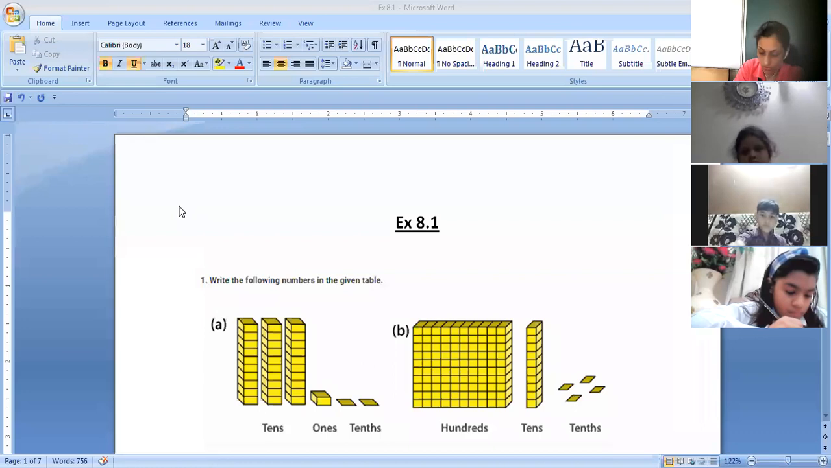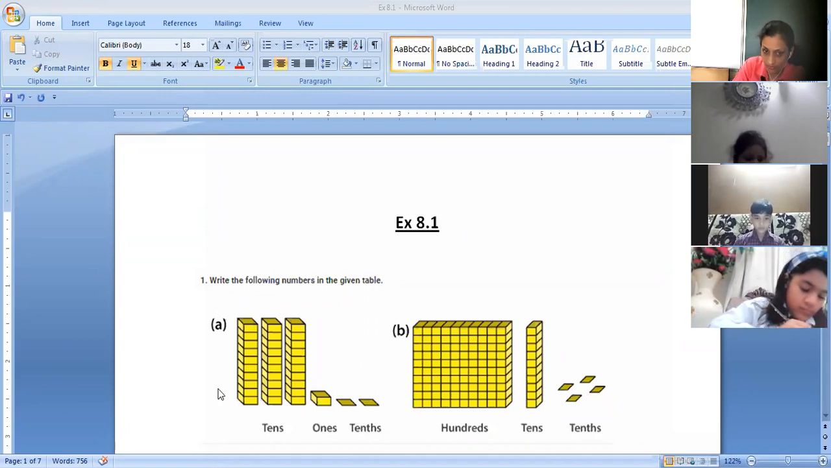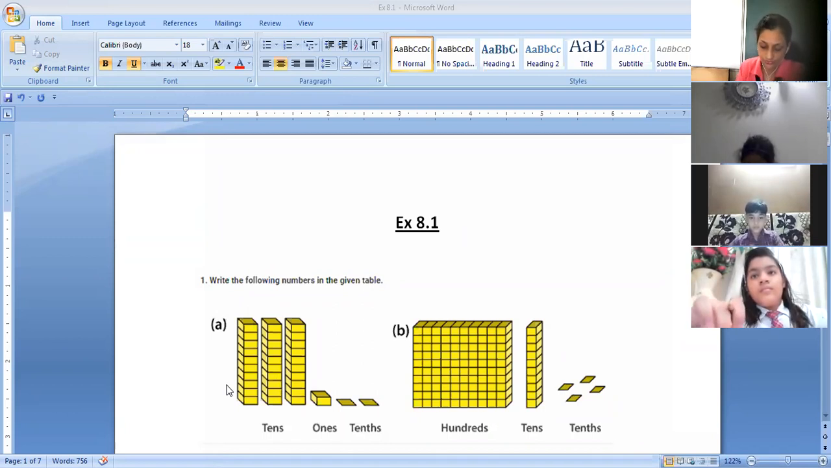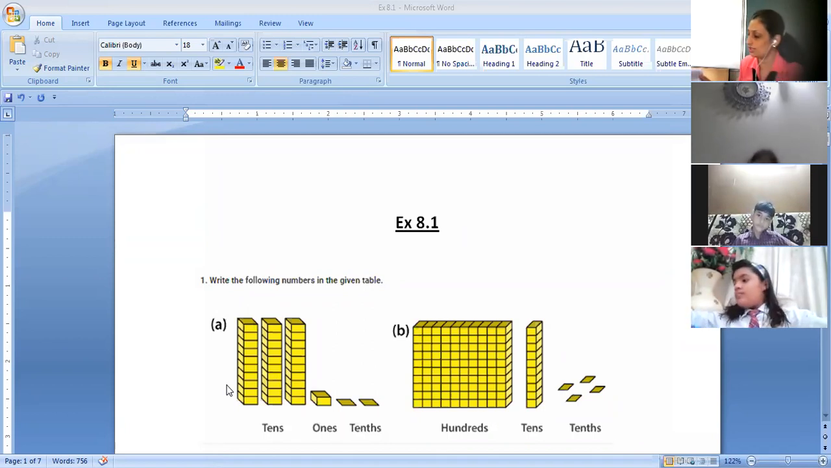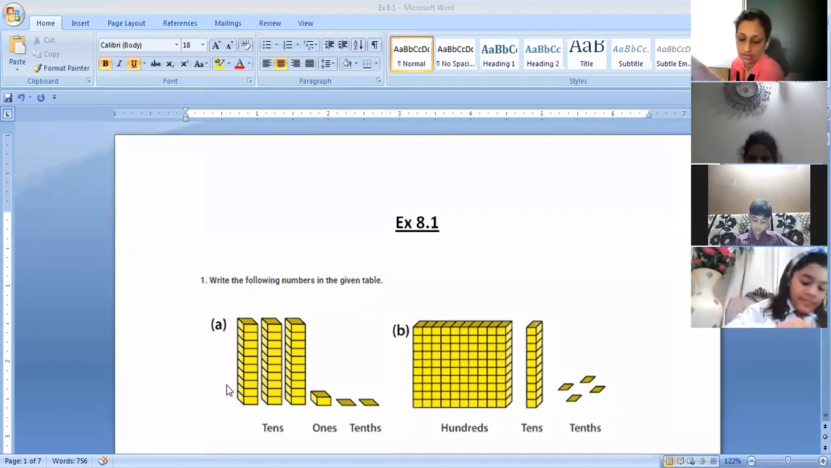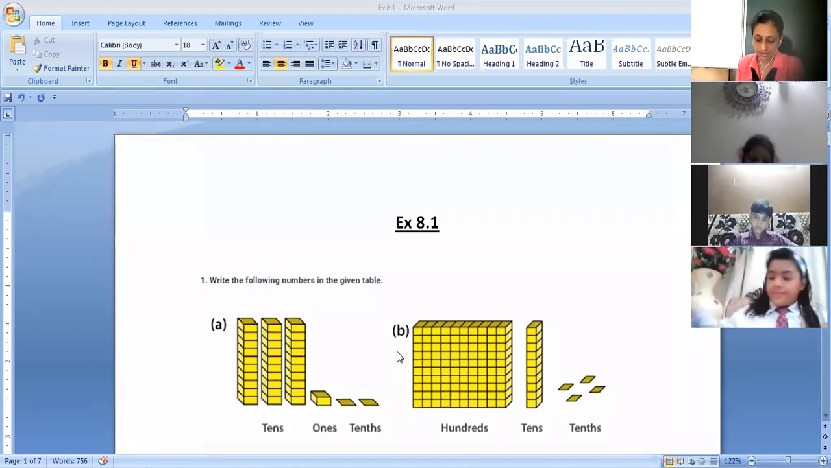So today we are going to start with the chapter on decimals. In this chapter, we are going to learn how to change decimal numbers into fractions, and fractions into decimals. And what is a tenth, what is a hundredth, and how to place them into the place value table. So we are going to learn this in the first exercise.